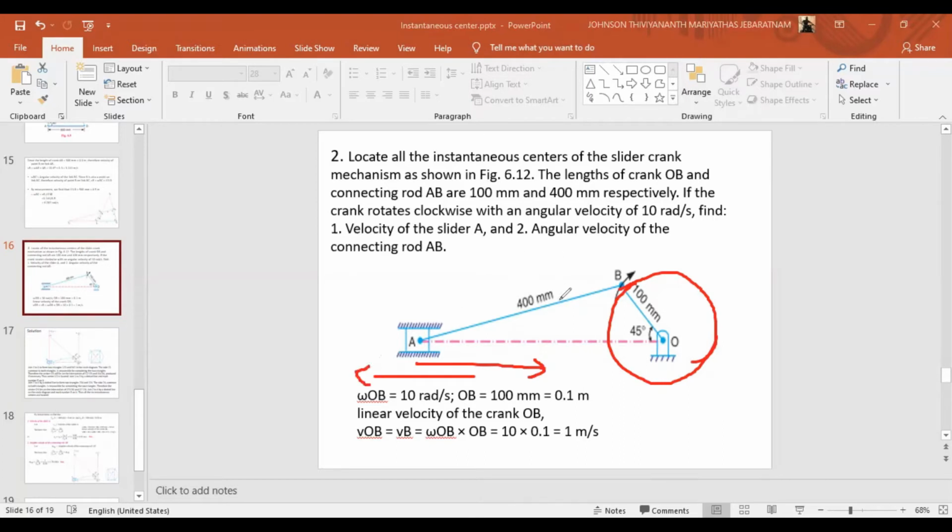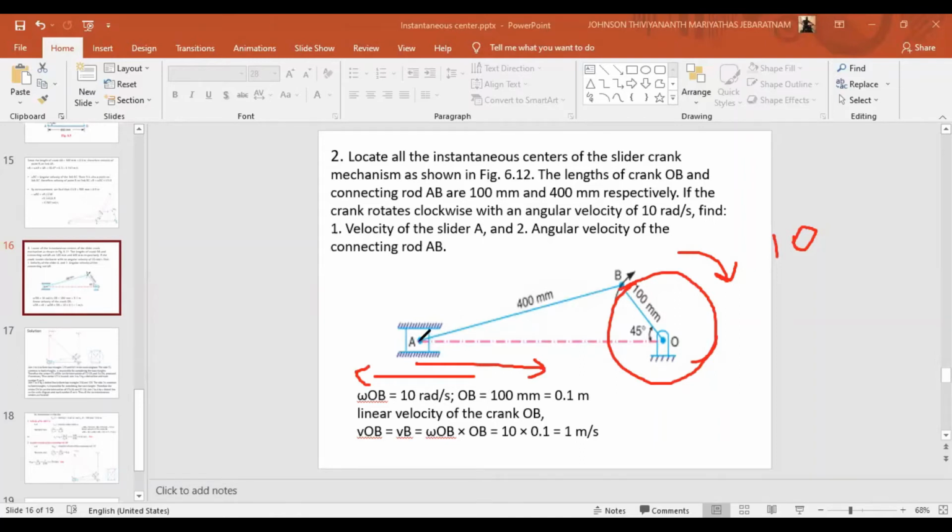And here we have the connecting rod that will connect this slider and crank. Connecting rod AB are 100 millimeter and 400 millimeter respectively. If the crank rotates clockwise with an angular velocity of 10 rad per second, find the velocity of the slider A and the angular velocity of the connecting rod.